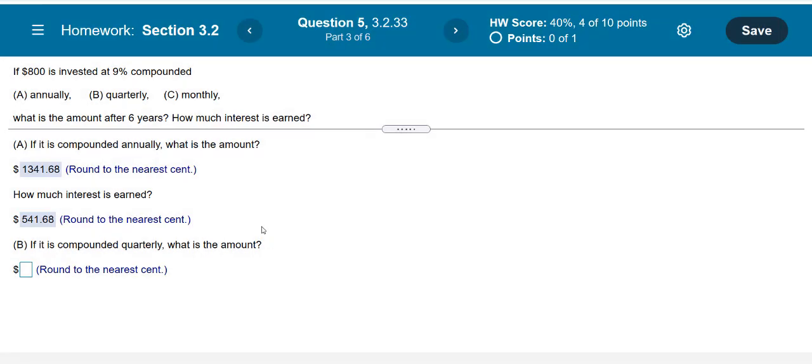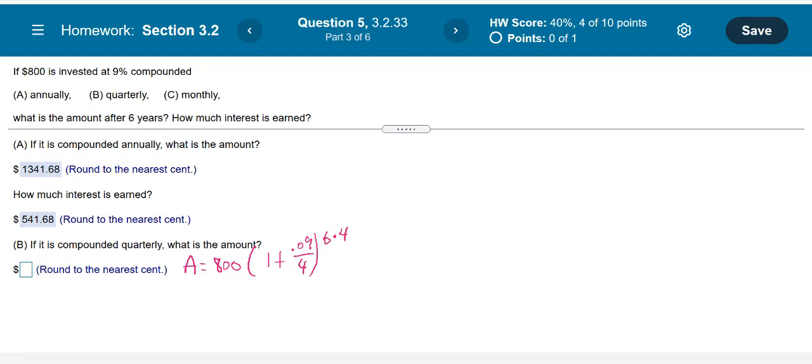Now we want to do the same amount, same length of time, but compounded quarterly. So our formula will look like this. We've got A equals P. I'll go ahead and fill that in. That's 800 times 1 plus R, 0.09, divided by M. For quarterly, M would be a 4. And that would be for 6 years, quarterly.